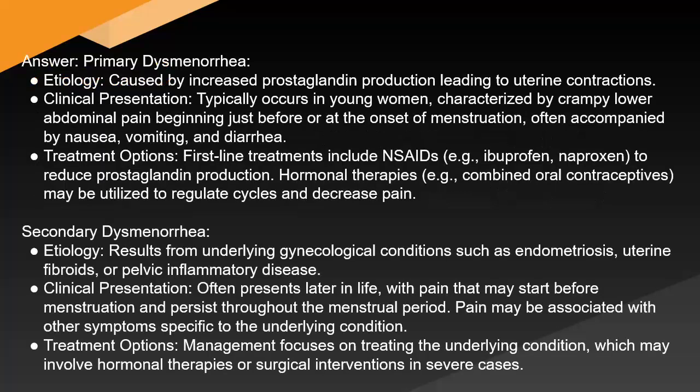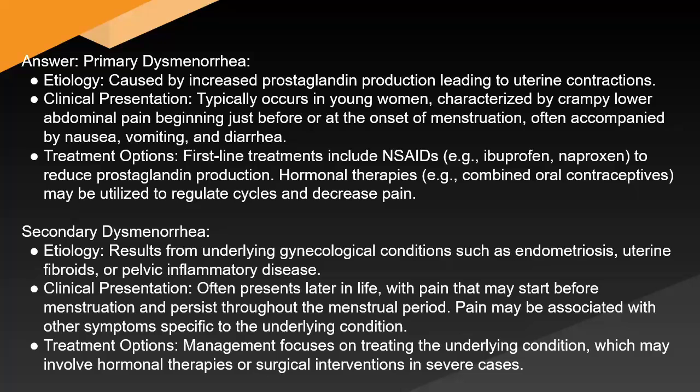Answer: primary dysmenorrhea, etiology, caused by increased prostaglandin production leading to uterine contractions. Clinical presentation typically occurs in young women characterized by crampy lower abdominal pain beginning just before or at the onset of menstruation, often accompanied by nausea, vomiting, and diarrhea. Treatment options. First-line treatments include NSAIDs, ibuprofen, naproxen to reduce prostaglandin production. Hormonal therapies, combined oral contraceptives, may be utilized to regulate cycles and decrease pain.